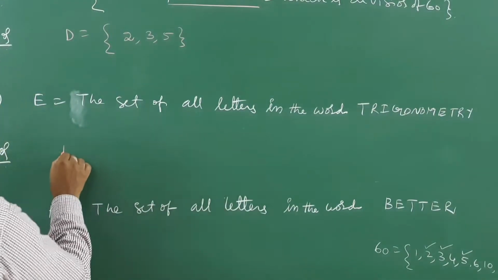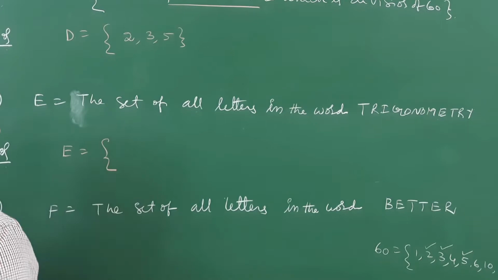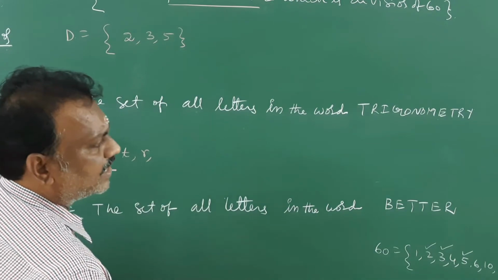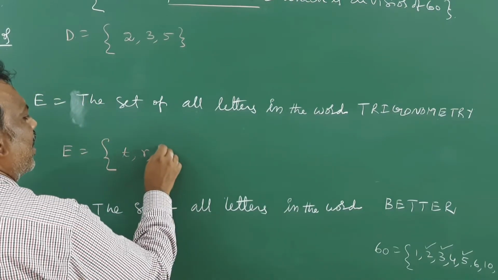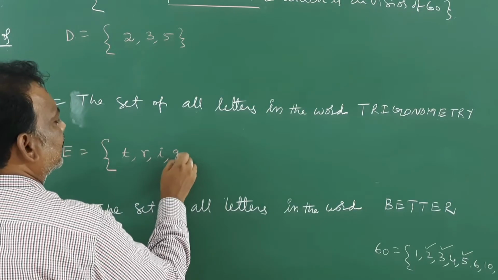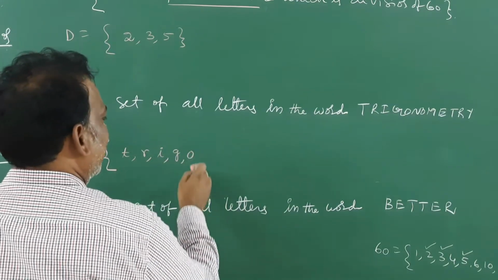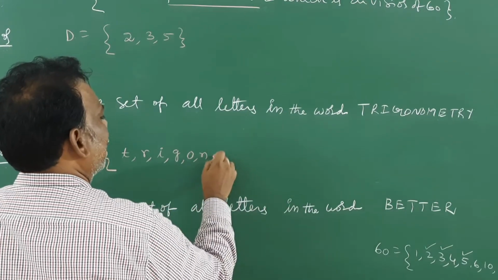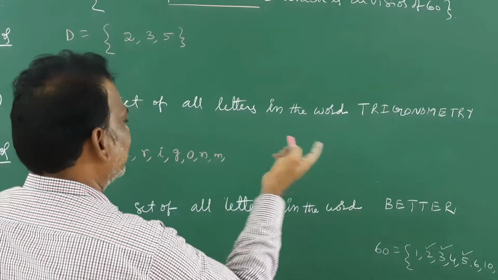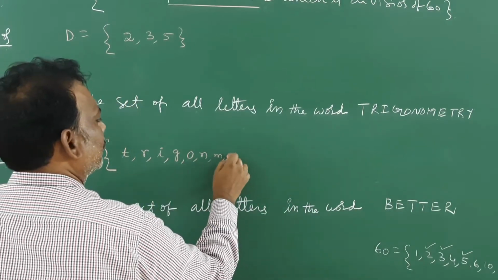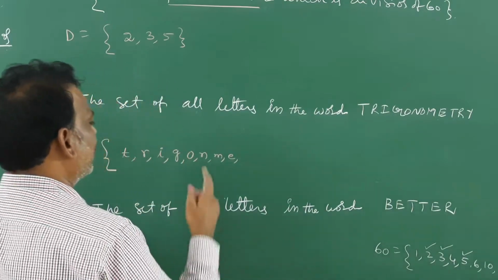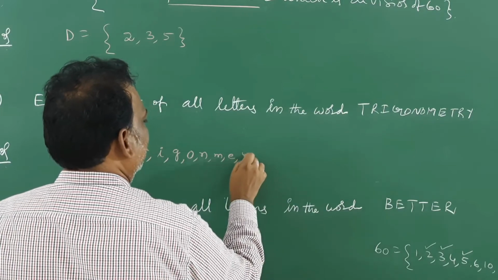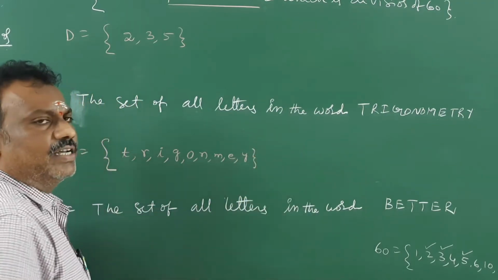See students, set E is equal to the set of letters in the word trigonometry: T, R, I, G, O, N, M, E, T, R, Y. Here O is repeated, repetition not allowed. M is the letter. E is already repeated, so no. T repeated, R repeated, next Y. So these are the letters in the word trigonometry.